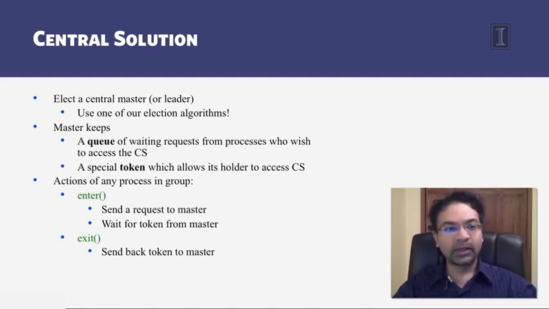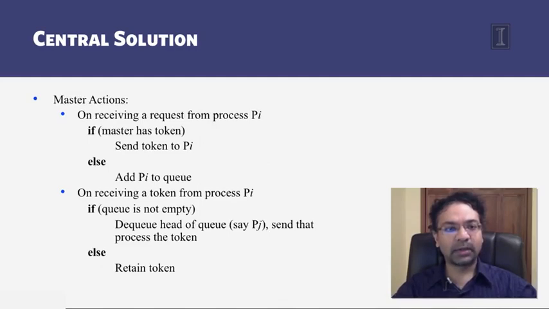So when a process wants to access the critical section, it calls the enter function, where it sends a request to the master, and then it just waits in a loop for the token from the master. When the process receives the token, it enters the critical section and hangs on to the token. When it's done with the critical section, it calls the exit function, wherein it simply sends the token back to the master. What data structures does the master maintain, and what does it do?